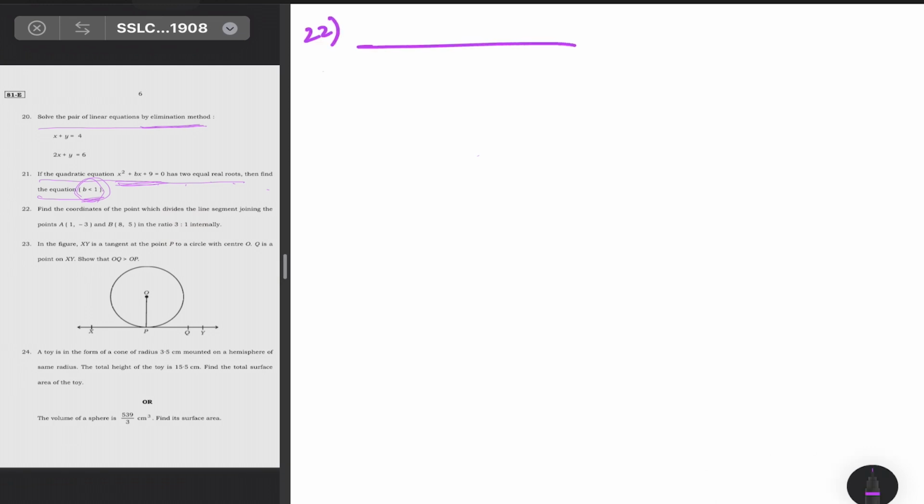What is the meaning of the question? If this is the line joining the points A and B whose coordinates are (1, minus 3) and (8, 5), let us imagine this is in the Cartesian plane and it is being divided in the ratio 3:1. The point which is going to divide this line AB in the ratio 3:1, let us consider it as P(x, y). These coordinates we are supposed to find.